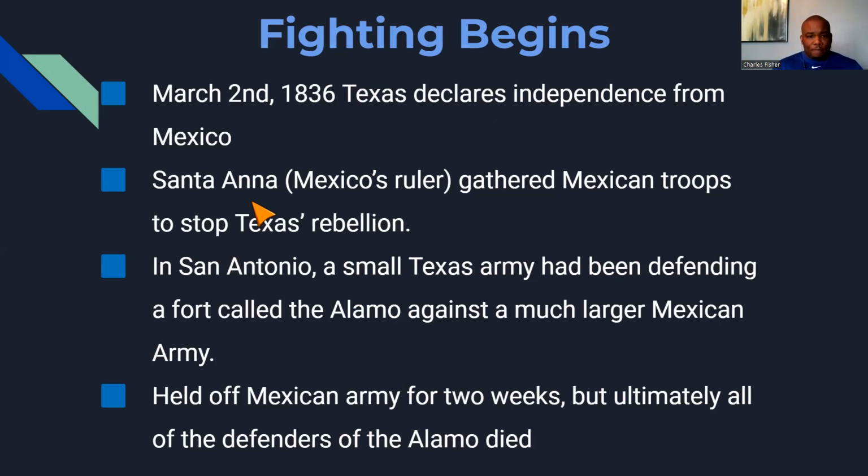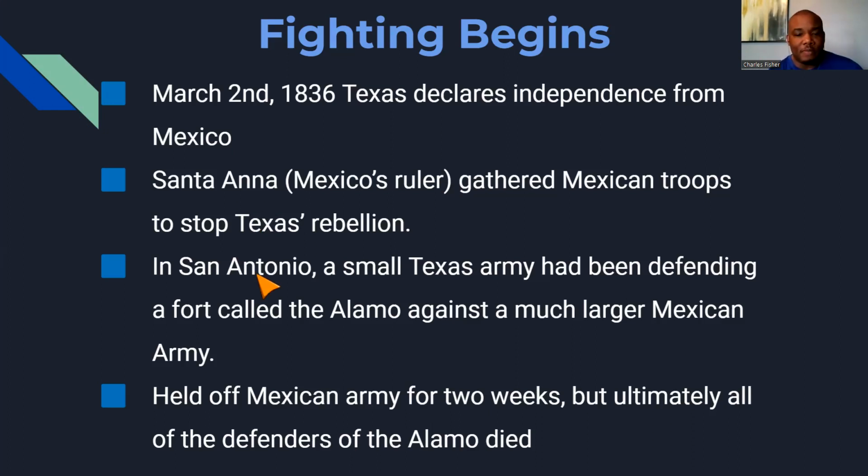So they sent troops. In San Antonio, a small Texas army had been defending a fort called the Alamo against a much larger Mexican army. So a lot of Mexican forces at the Alamo. Many of you have been down there. And if you wonder what that's all about, that's what it was. It was a fort that the Texans were using, Texans being Americans, and a big Mexican army surrounded the Alamo.